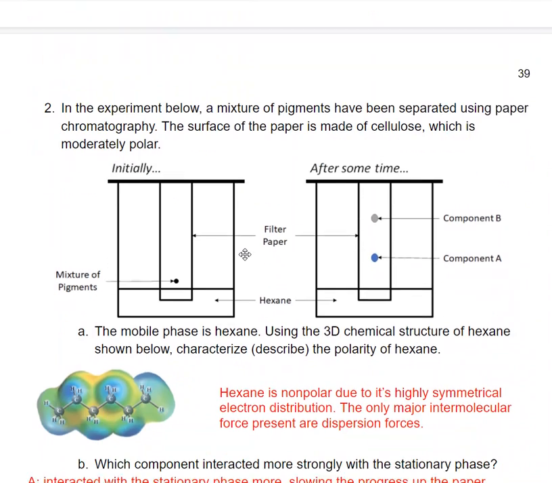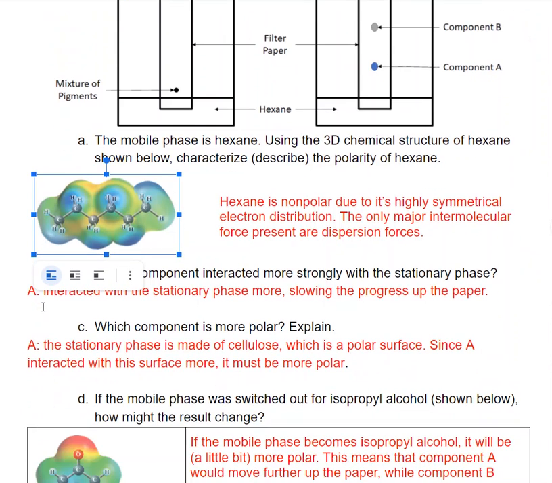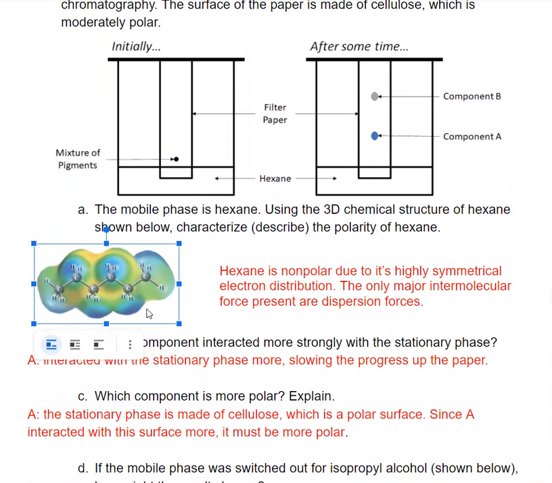So here we have a separation occurring. We have a mixture of pigments that are being separated using paper chromatography. The surface of the paper is made of cellulose, which is moderately polar. The mobile phase is hexane. So looking at this molecule of hexane, it's going to be nonpolar because it's got a very symmetrical electron distribution. So the only major intermolecular force present is going to be dispersion forces.